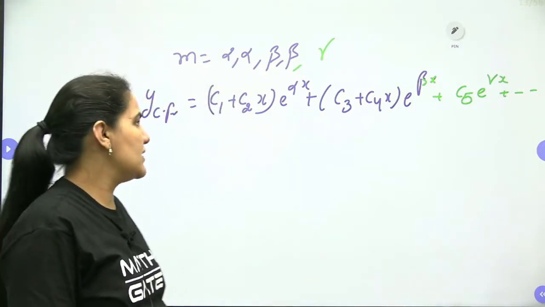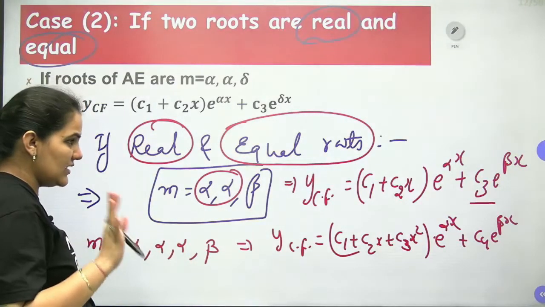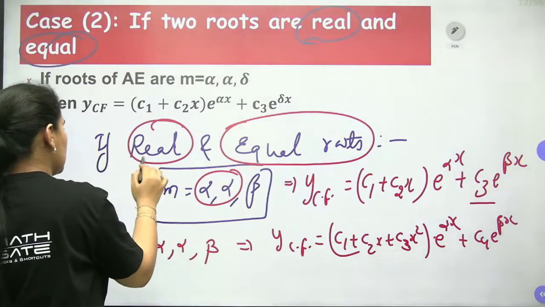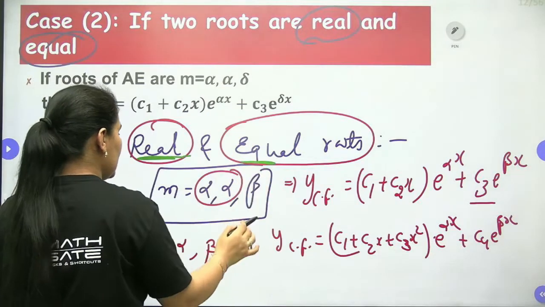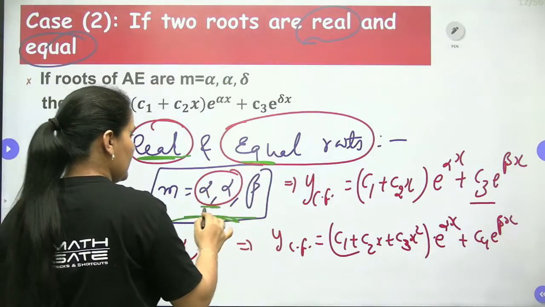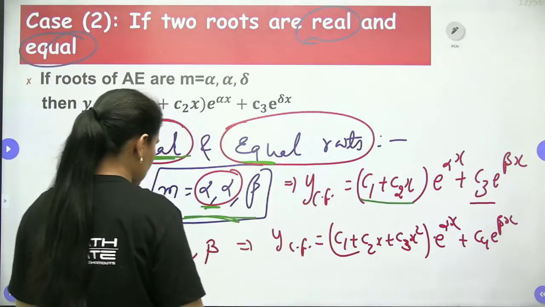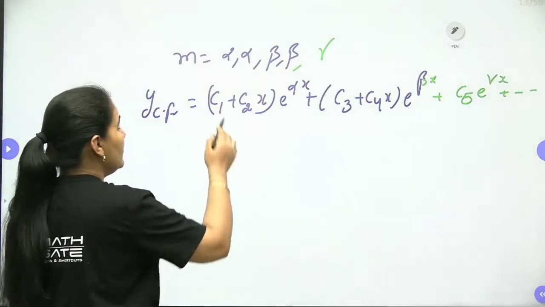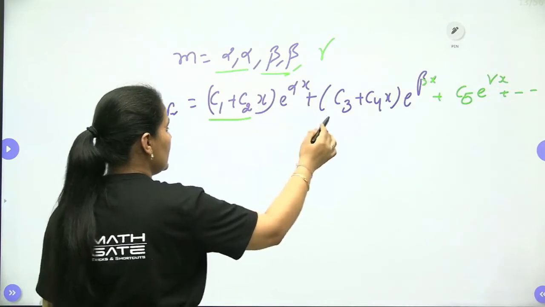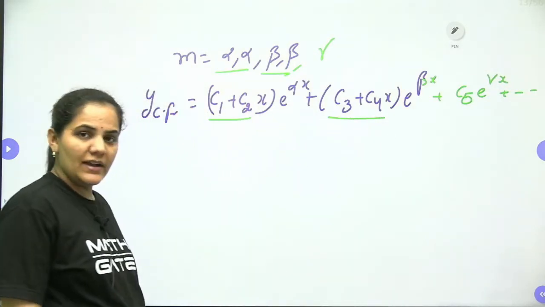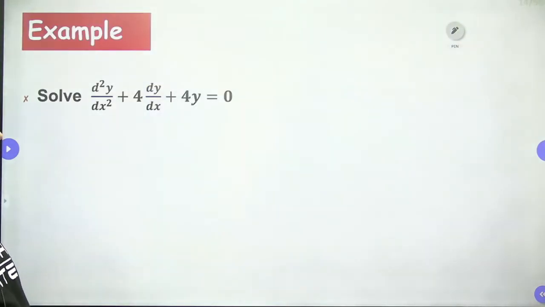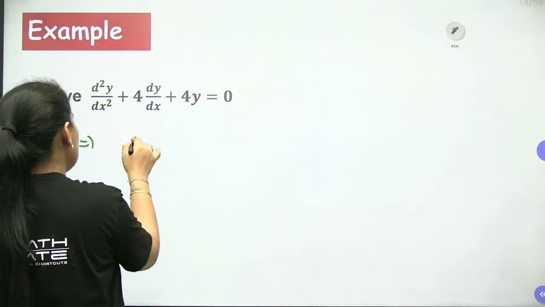Clear guys, right? It's a simple thing to approach. So this is the process of CF when we are having real and equal roots. Whether we are having 2 equal roots, 3 equal roots, or 2 and 2 equal roots, we will proceed like this. Okay guys, now let's have a discussion on an example based on this case. So do we have an example? Yes, we do. So the equation is what?